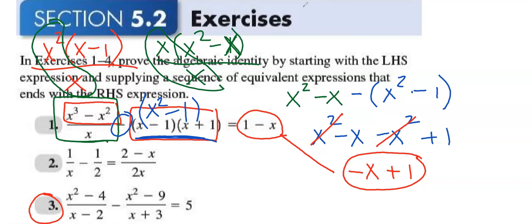Okay, jump down to question 3. Factor those numerators, look for stuff to cancel. See, they're starting you off with algebra 2. And eventually this is all going to change into trig functions. We're just kind of taking you down memory lane here.